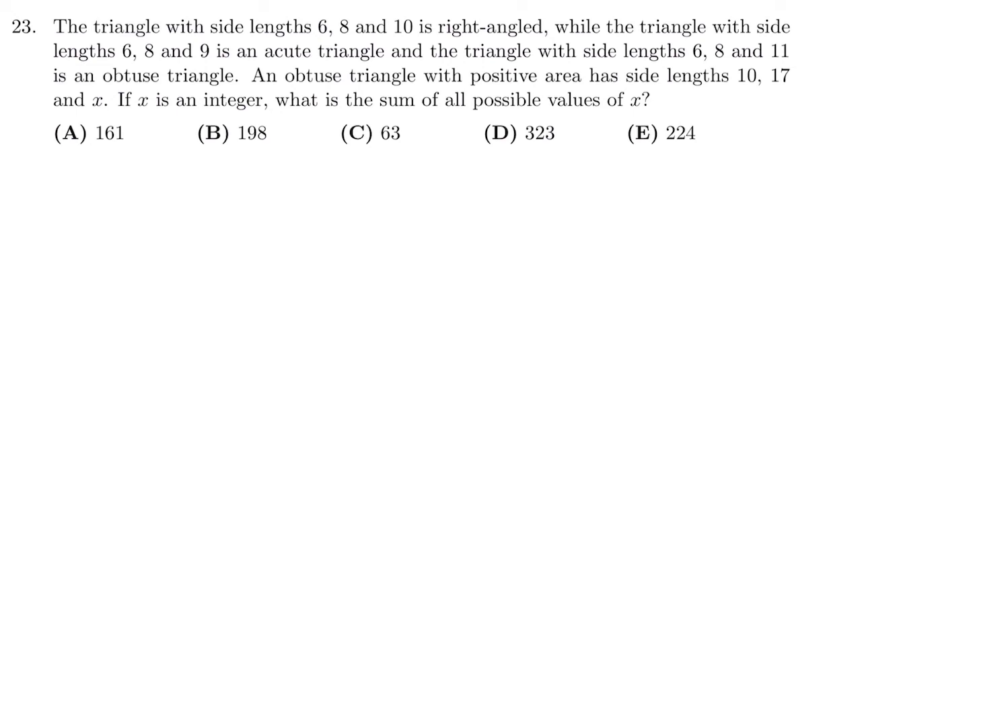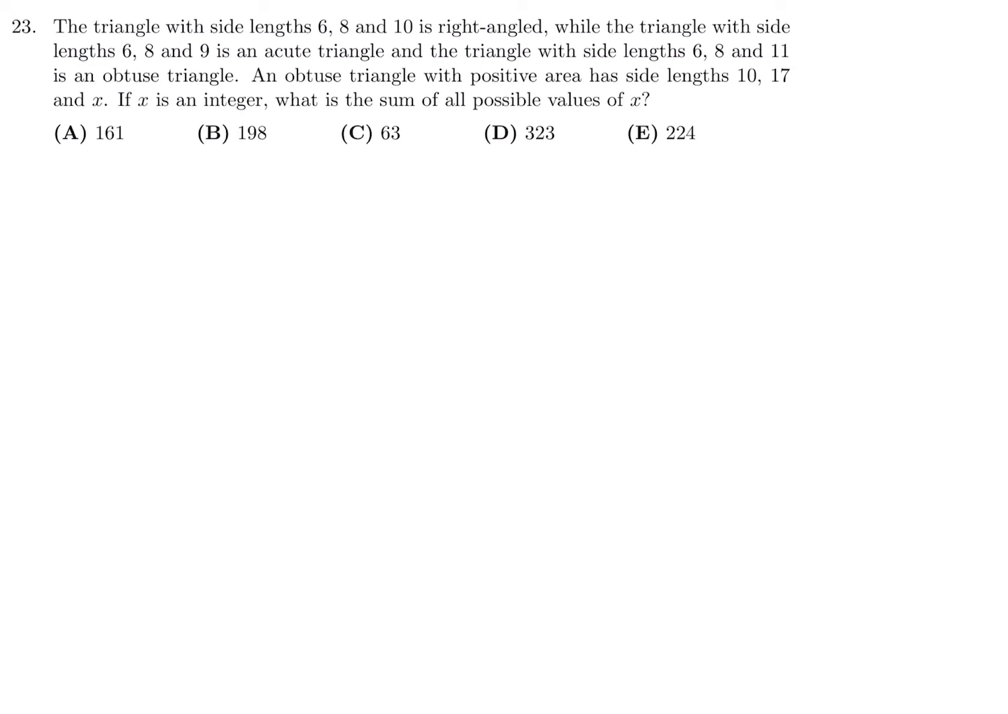The triangle with side lengths 6, 8, and 10 is right angled, while the triangle with side lengths 6, 8, and 9 is acute angled, and the triangle with side lengths 6, 8, 11 has an obtuse angle. An obtuse triangle with positive area has side lengths 10, 17, and x. If x is an integer, what is the sum of all possible values of x?